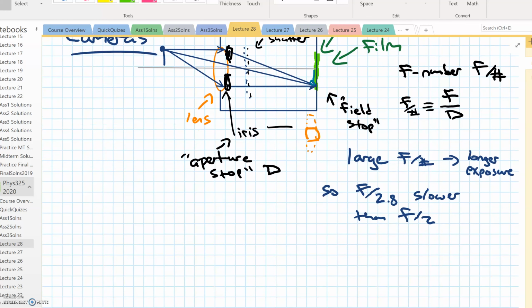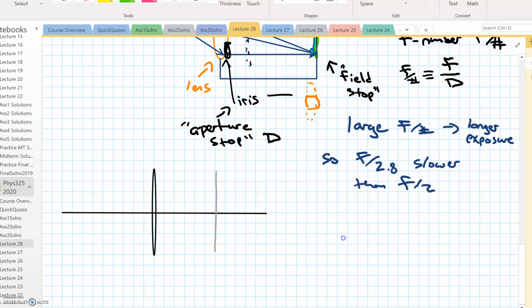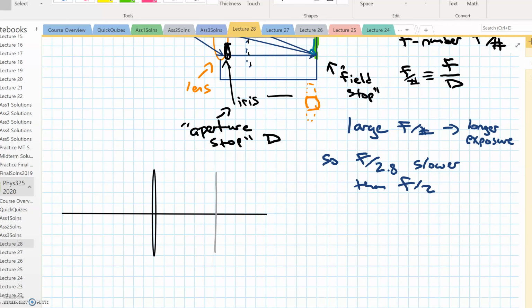So let's think about how that works. Remember the basic picture here. If we have a lens, there's our camera, and we have a film here, and we want to take a picture of a scene. Let's say we have a picture of, I don't know, in front of a tree.